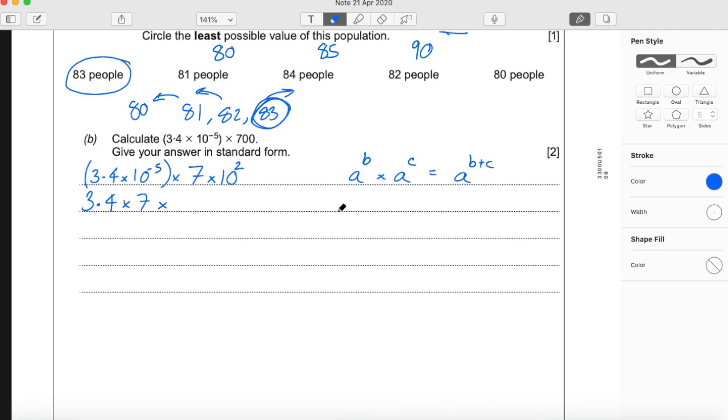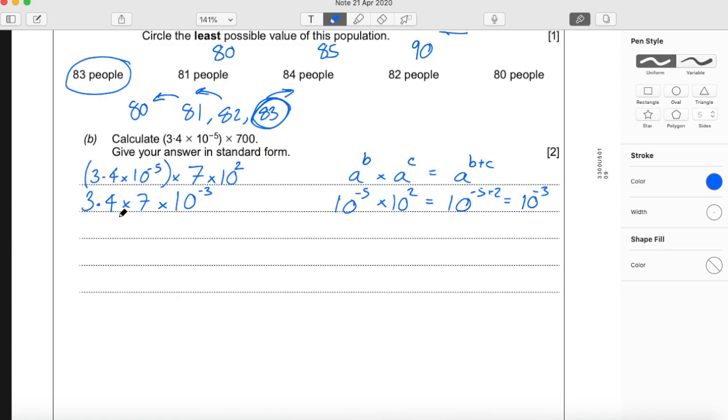And that's the same here with these 10s. We have 10 to the power of minus 5 times 10 to the power of 2 equals 10 to the power of minus 5 plus 2, which is just 10 to the power of minus 3. We've been asked to give our answer in standard form, which will require us to have a 10 to the power of something in it. So I'm just going to leave that there for now.